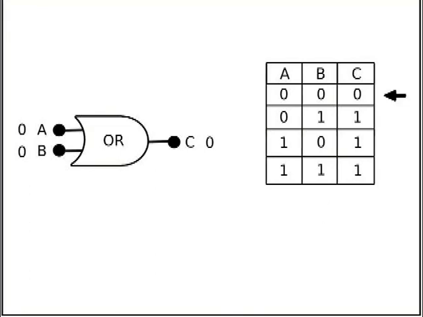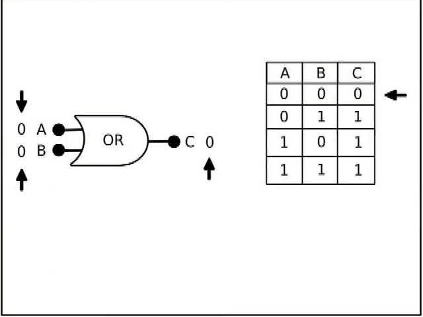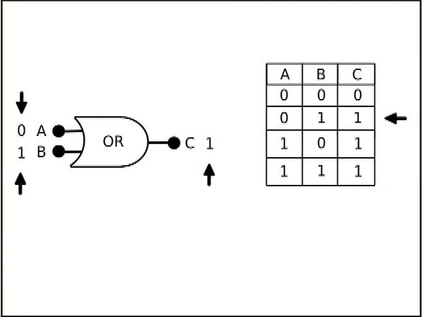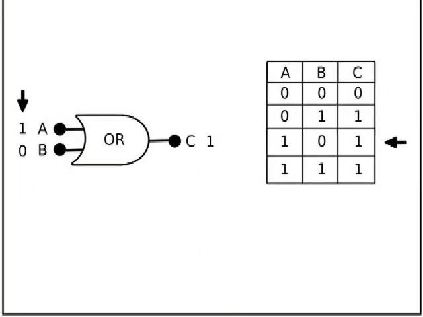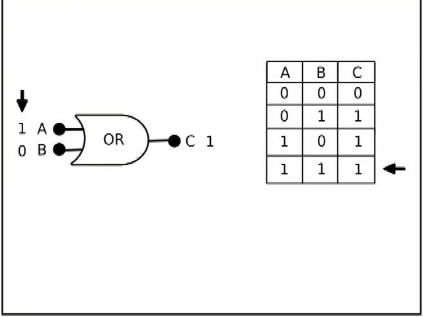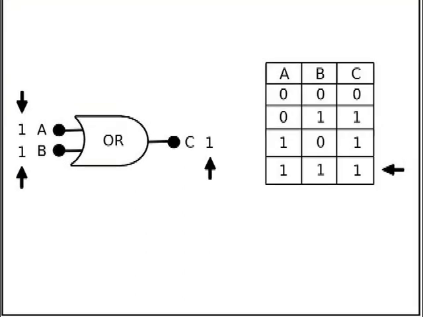The truth table illustrates this behavior. If A and B are zeros, C will be a 0. If A is equal to 0 and B is equal to 1, C will be a 1. If A is equal to 1 and B is equal to 0, C will be a 1. By the same logic, when A gets 1 and B also gets a 1, C will be a 1.